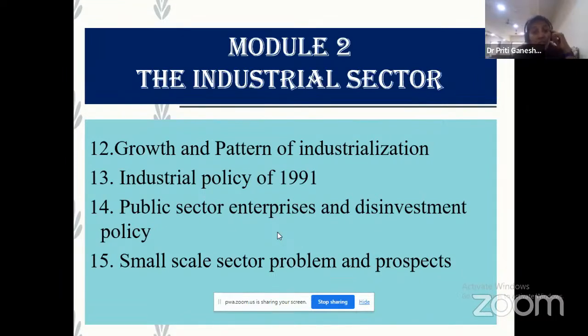Out of these 4 chapters, I hope you have already started your preparation. All 4 chapters are based upon the industrial sector. One thing is clear, you are learning Indian economy. So we are not studying the international aspects, we are not studying micro and macro. We totally focus on our economy, how India grew from independence till today.